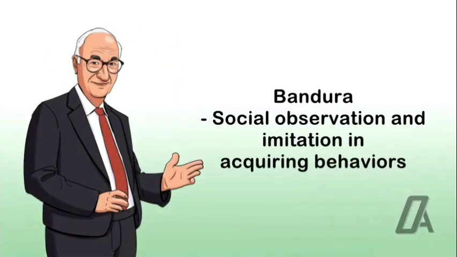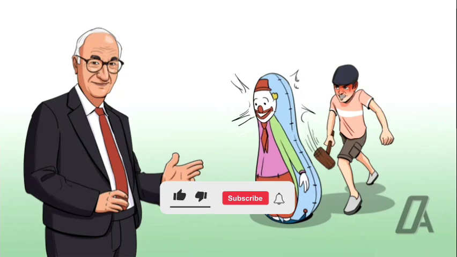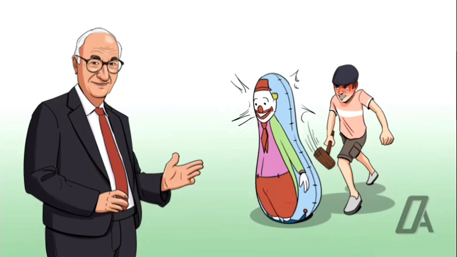Observational learning by Bandura. Albert Bandura's observational learning theory emphasizes the role of social observation and imitation in acquiring behaviors. His research demonstrated that individuals learn behaviors by observing others and the consequences of those behaviors. Let's explore each mechanism more in detail.